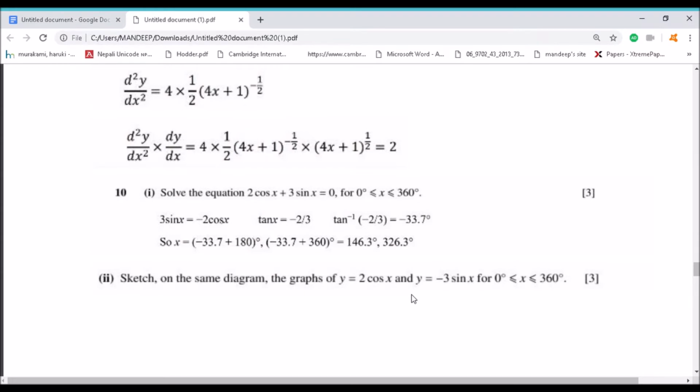Now let's move on to question number 10. Part I: Solve the equation 2 cos x + 3 sin x = 0 for x greater than 0 but less than or equal to 360 degrees. So we have the equation 3 sin x = -2 cos x. So this goes to the left hand side, so it will become sin x divided by cos x. Sin x divided by cos x is going to be tan x. So 3 goes to the right hand side, so it becomes tan x = -2 over 3.